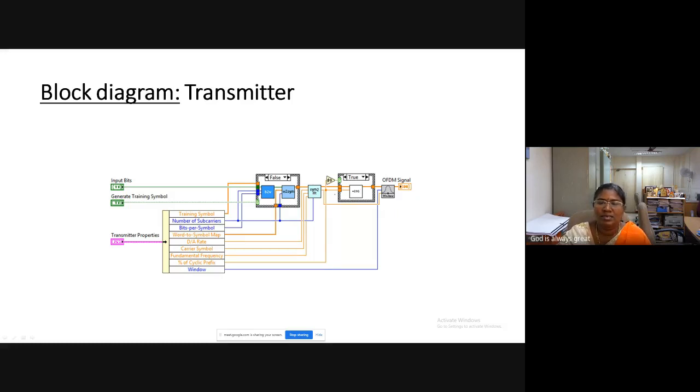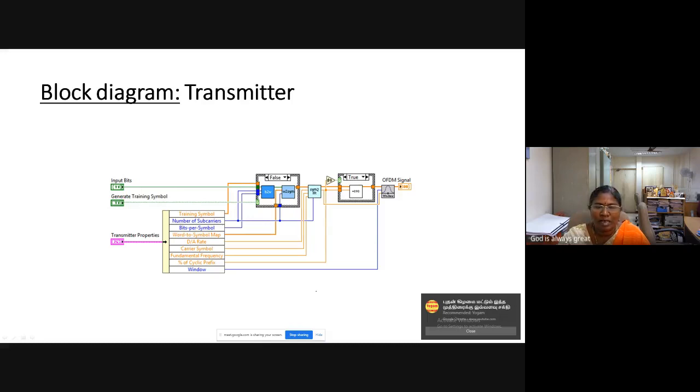And the next is for the cyclic prefix. This part is for your cyclic prefix. After adding the cyclic prefix, this sub-VI is for windowing. And finally, you can see the output here.